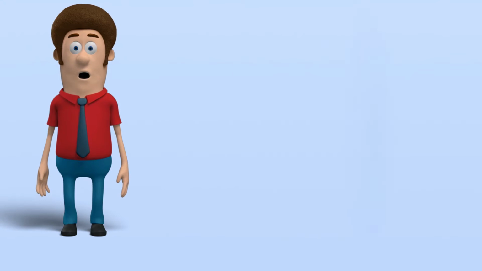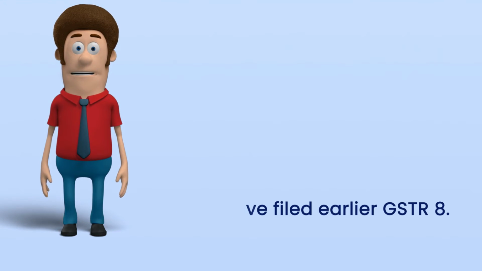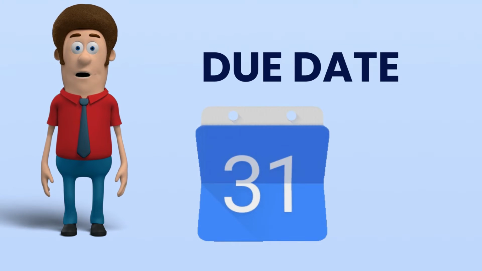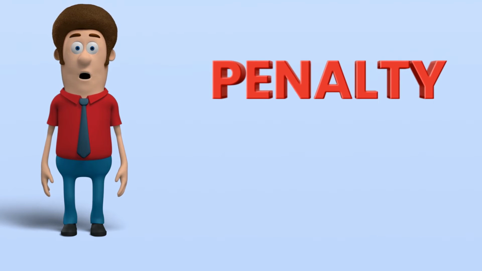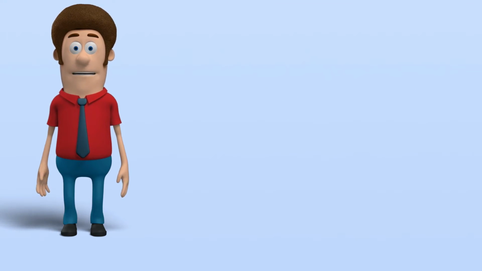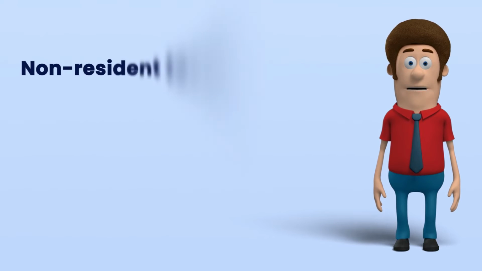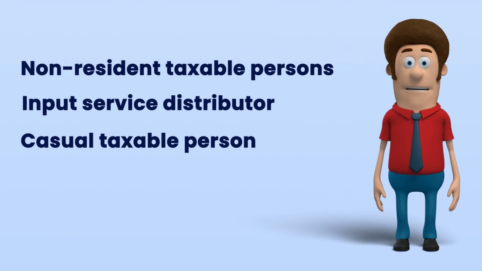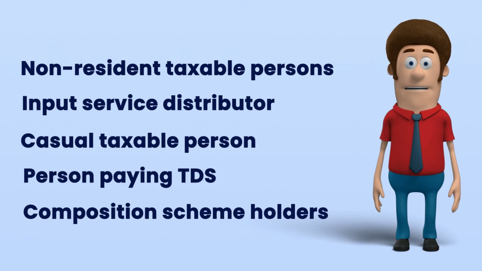GSTR 9B is also an annual return and it should be filed by every e-commerce operator who has filed GSTR 8. The due date to file GSTR 9B is 31st December, and it can be extended by the government in case of necessity. You should pay 200 per day as a penalty in case of delay on filing GSTR 9B. If you're one among the list, then there is no necessity to file GSTR 9B by you. Non-resident taxable persons, input service distributor, casual taxable person, person paying TDS, composition scheme holders paying TCS.